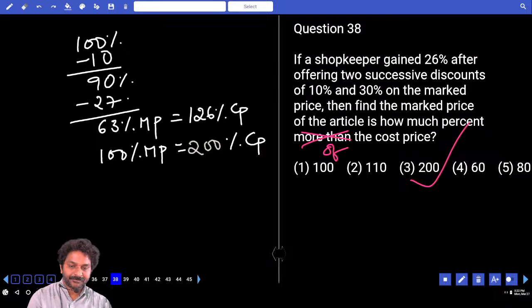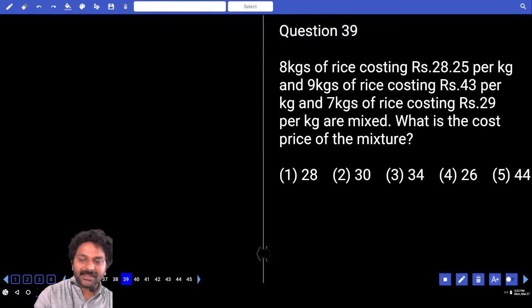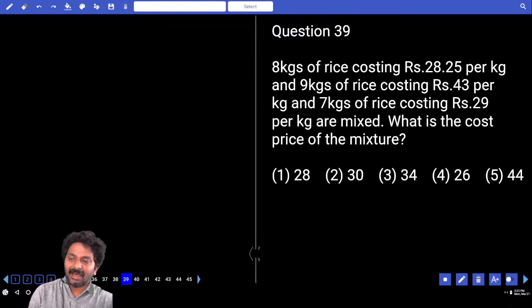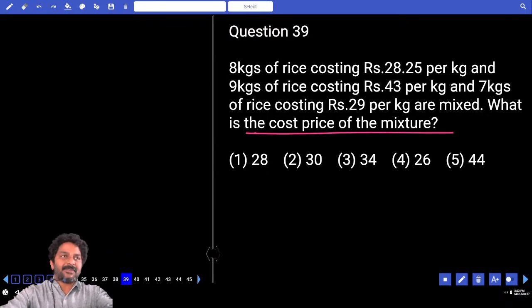Got it? Right. 8 kgs of rice costing 28.25 per kg, 9 kgs of rice costing 43 rupees per kg, 7 kgs of rice costing 29 rupees per kg are mixed. What is the cost price of the article? Now, if you are asked to calculate cost price of the mixture, that means we were asked to calculate average cost price only. Average is more than the least number and less than the highest number.